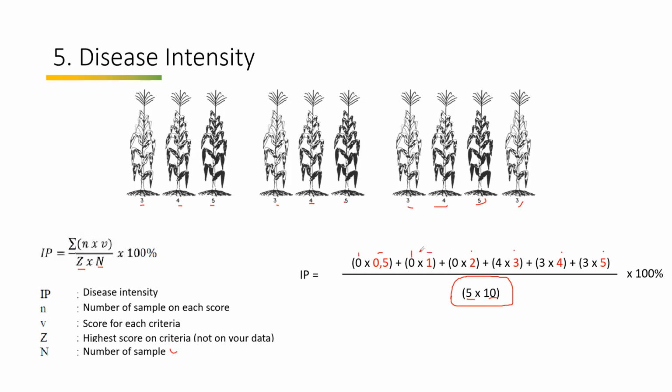Score 1 also 0, score 2 also 0. We have some plants with score 3. The number is 1, 2, 3, 4. That's why we put 4 here. The number of plants with score 4 is 3: 1, 2, 3. That's why we put 3 here. And then the plants with score 5 are 3 also. We put 3. So we can conduct the formulation and then we find the intensity for the population.